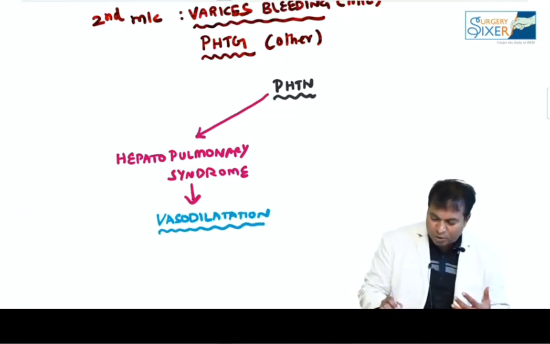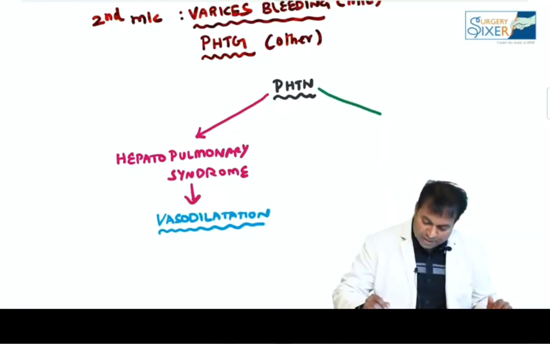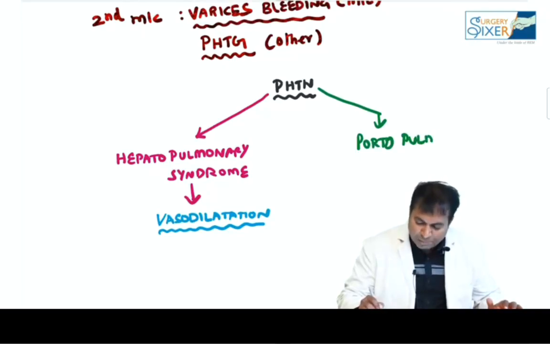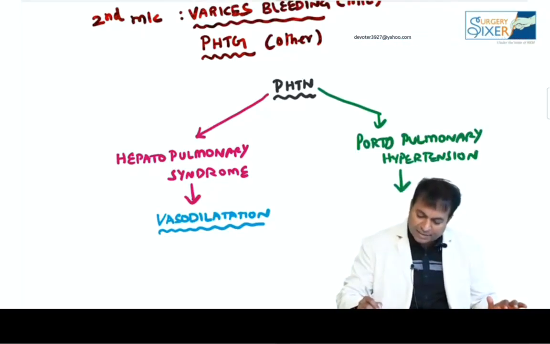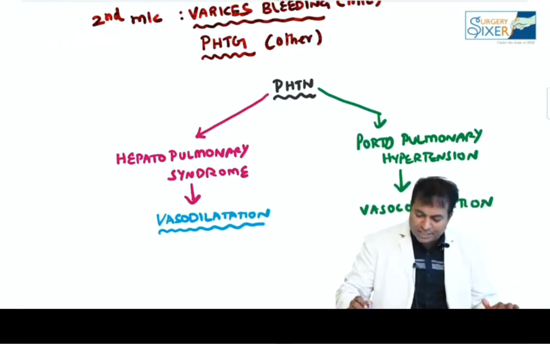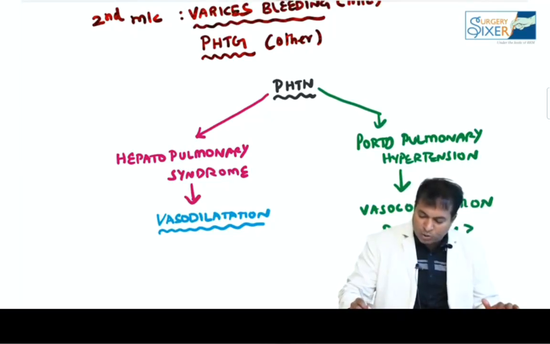In hepatopulmonary syndrome, there is vasodilatation of pulmonary vessels. And there is one more similar syndrome due to portal hypertension known as portopulmonary hypertension. See, portal hypertension going for pulmonary hypertension. That is known as portopulmonary hypertension. So what happens in this syndrome is, here there is vasoconstriction of the vessels. So if there is a vasoconstriction, naturally the pulmonary artery pressure becomes more than 25 millimeters mercury.